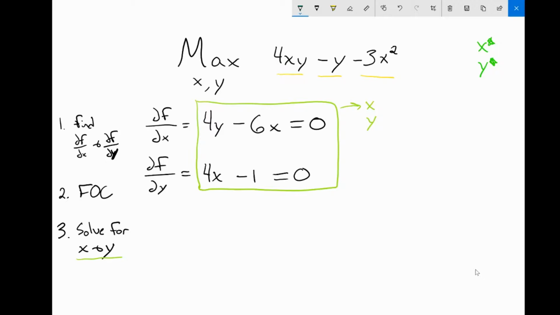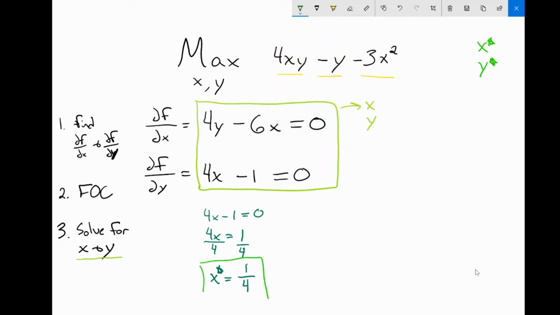Let's think strategically. How can we solve these two equations for x and y? First, let's notice that this second equation doesn't have y in it, and it only has x. That means we can solve this equation for x. That would be a good first step. So we have 4x minus 1 equals 0. Let's add 1 to both sides: 4x equals 1. Then let's divide both sides by 4. We'll get x equals 1/4. All right, so there we go. This is x star.